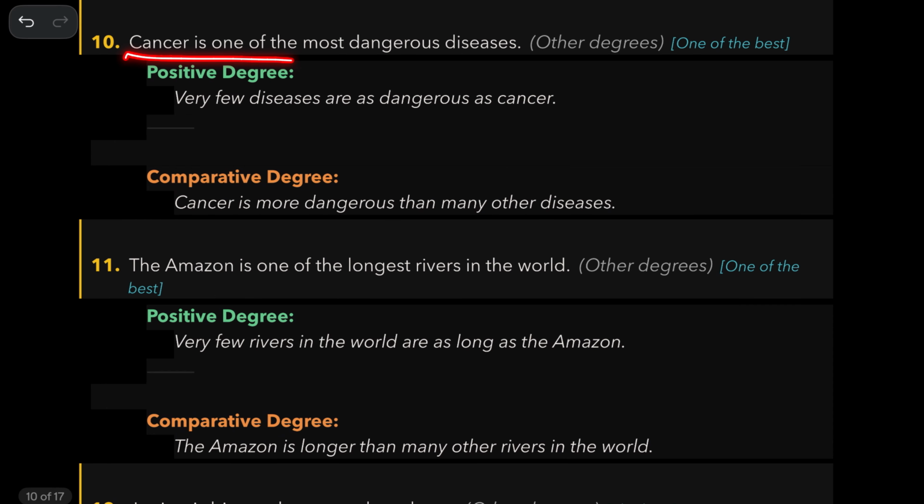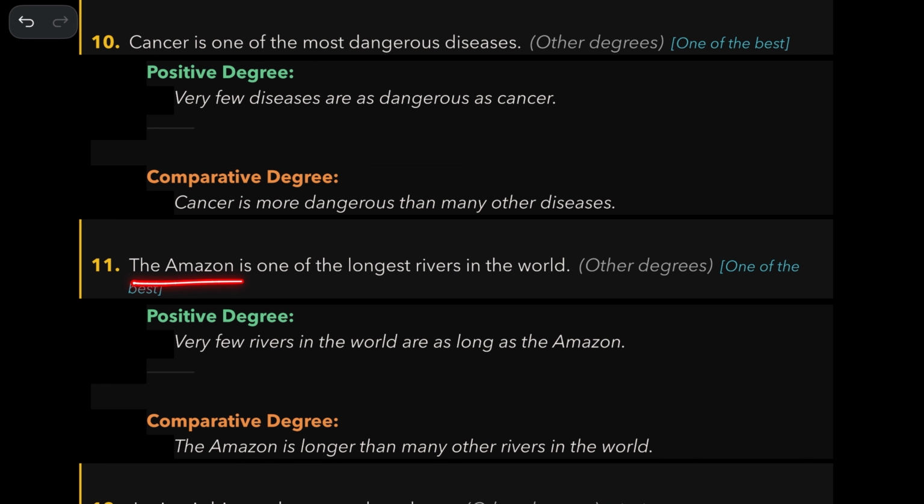Cancer is one of the most dangerous diseases. So the question is not clear. You should learn both of them. It belongs to the one of the best pattern, second pattern, positive degree: Very few diseases are as dangerous as cancer. Comparative degree: Cancer is more dangerous than many other diseases.